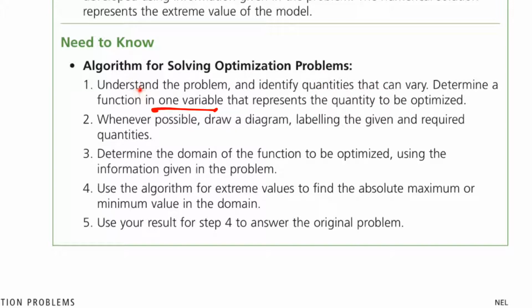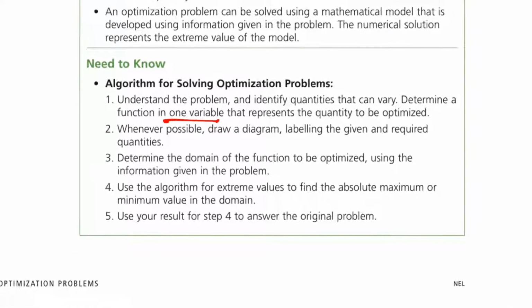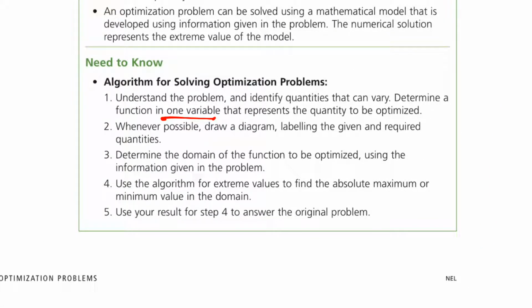Step 1, understand the problem, identify the quantities that may vary, and determine the function in one variable in this course that represents the quantity to be optimized. Draw a diagram, label the diagram, and determine the domain of the function to be optimized using the information given in the problem. Use the algorithm for finding maximum, minimum, absolute maximum, minimum of a function on a closed interval. Answer the question.